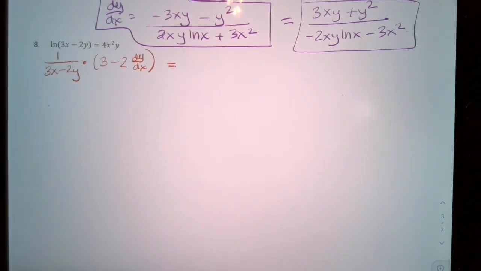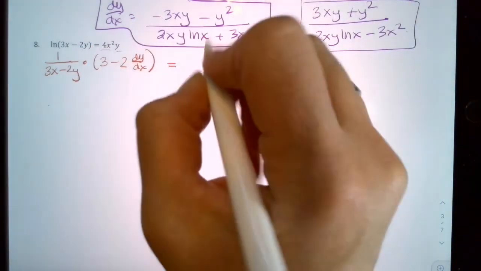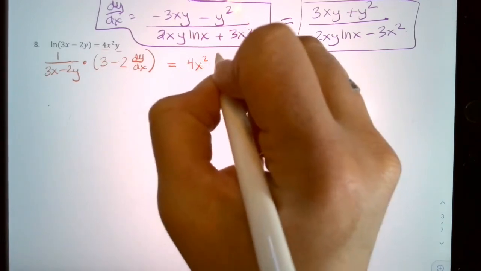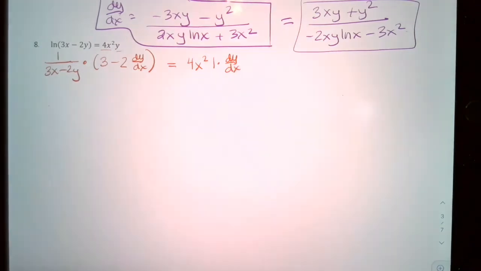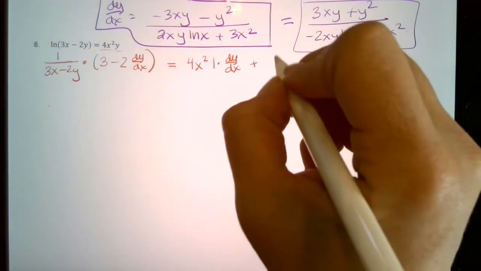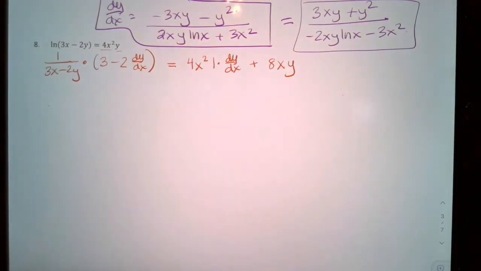Right-hand side, again, I've got a product rule, so I'm going to work that out. I'm going to say, let's think about it as 4x squared times y. I'll leave the 4x squared unchanged. The derivative of y is 1, dy dx, of course. And then I'll add to that the derivative of 4x squared, which is 8x, and then leave the y alone. We're not taking the derivative of it, so I'm just going to leave the y.